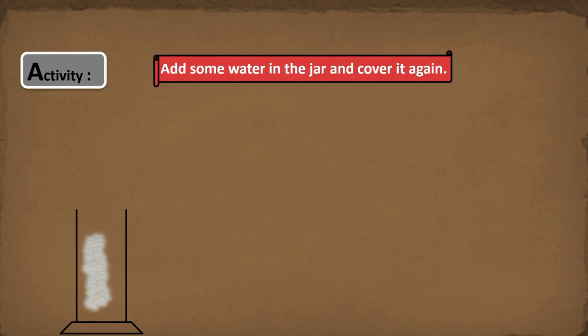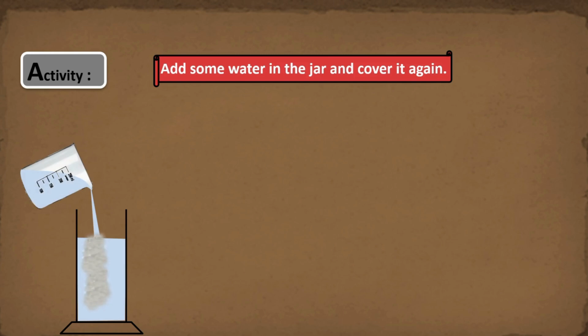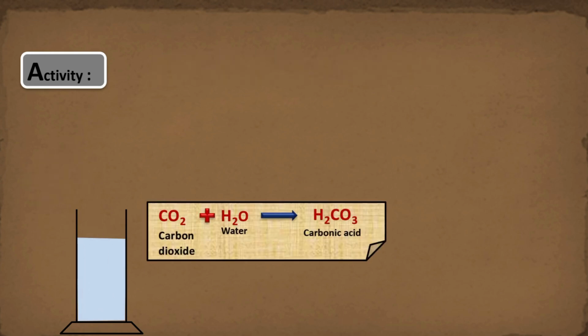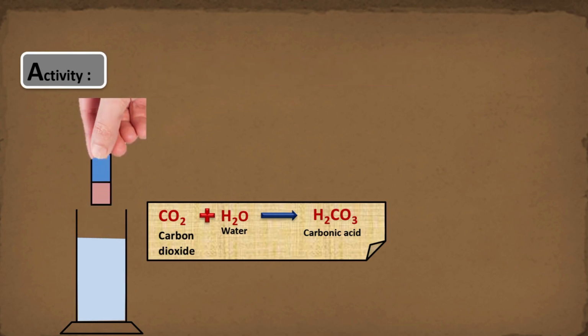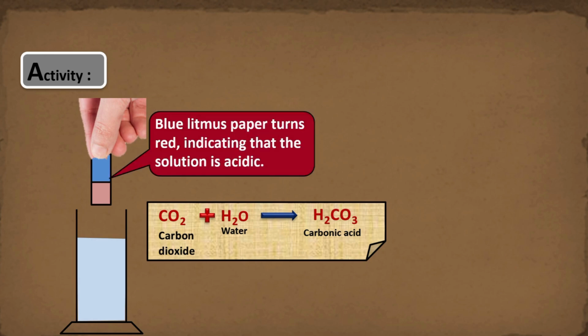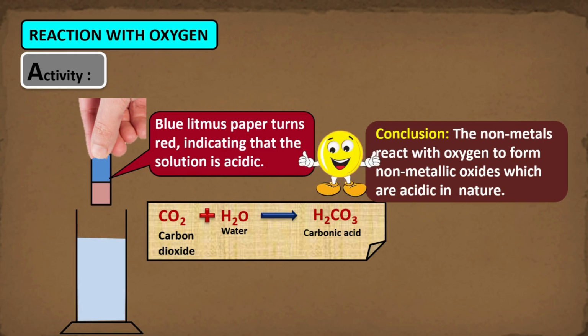Add some water in the jar and cover it again. CO2, carbon dioxide, plus H2O, water, gives H2CO3, carbonic acid. Test the solution with blue litmus paper. Blue litmus paper turns red, indicating that the solution is acidic. Conclusion: the non-metals react with oxygen to form non-metallic oxides which are acidic in nature.